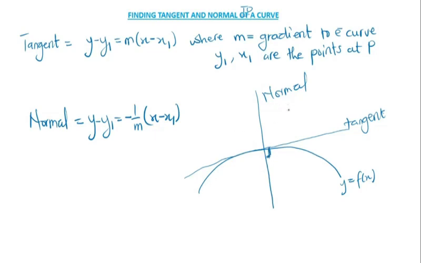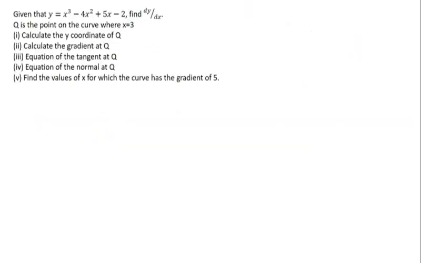This is the point P, where we have our x and y coordinates. So we have x1, y1. These are the points at P that we use to substitute in place of y1 and x1 over here to get our tangent and the normal to the curve. So let's have a look at an example.